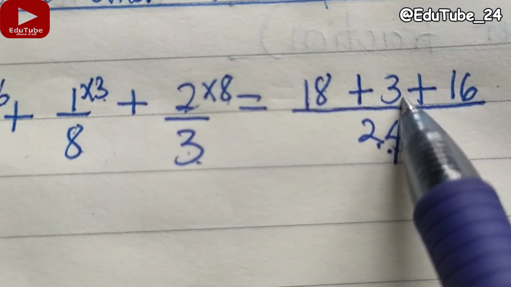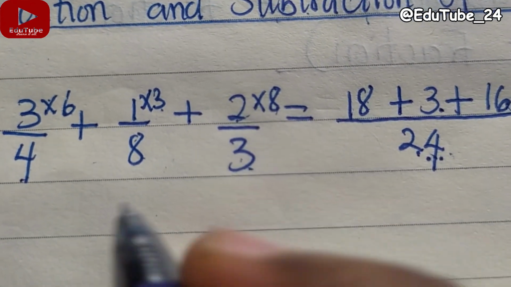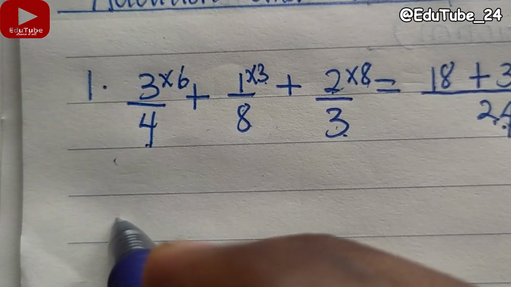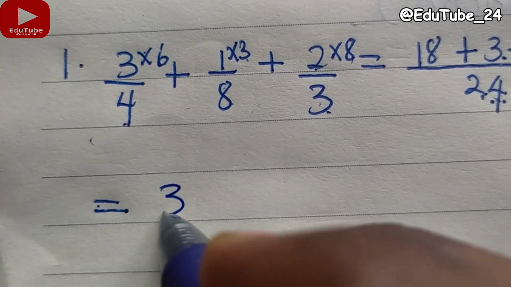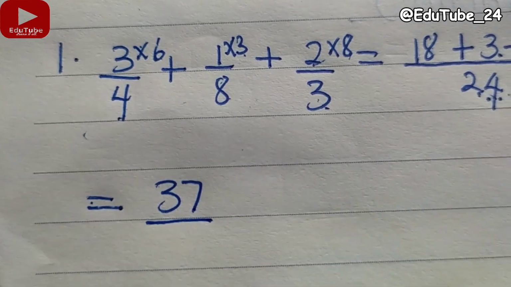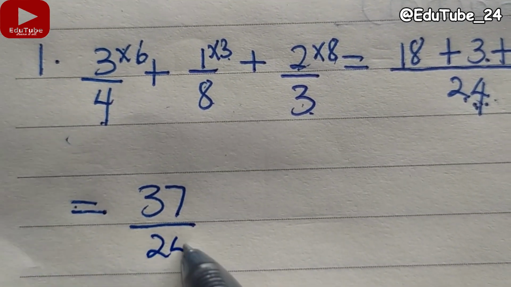So 18 plus 3, that will give me 21. 21 plus 16, that will give me 37. So I'll write my added numerators here. So I will have 37 out of the common denominator, which is 24. So 37 out of 24.